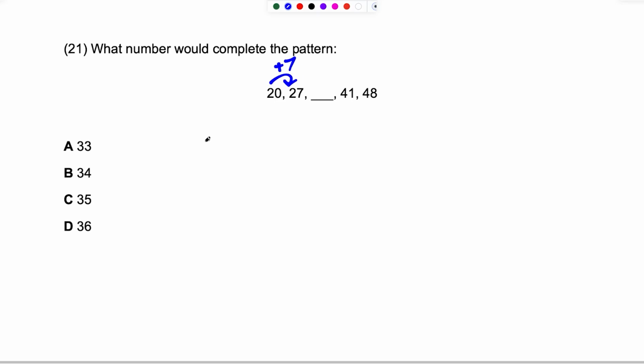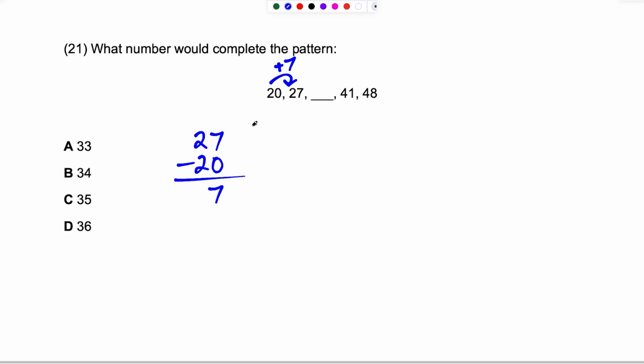If that math is a little tricky to do in your head, then you could always subtract like this. So you could do 27 minus 20, and you do 7 minus 0 is 7. 2 minus 2 is 0, so we just say the difference is 7. And then that would tell us what we're adding to get from one number to the next.